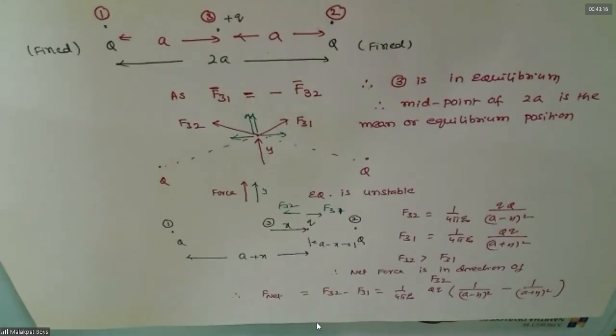Yes, sir. We got 1 by 4 pi epsilon naught q into 4x by a square minus x square whole square. So write this. One minute, sir. One second. Cooperate, man, write fast.